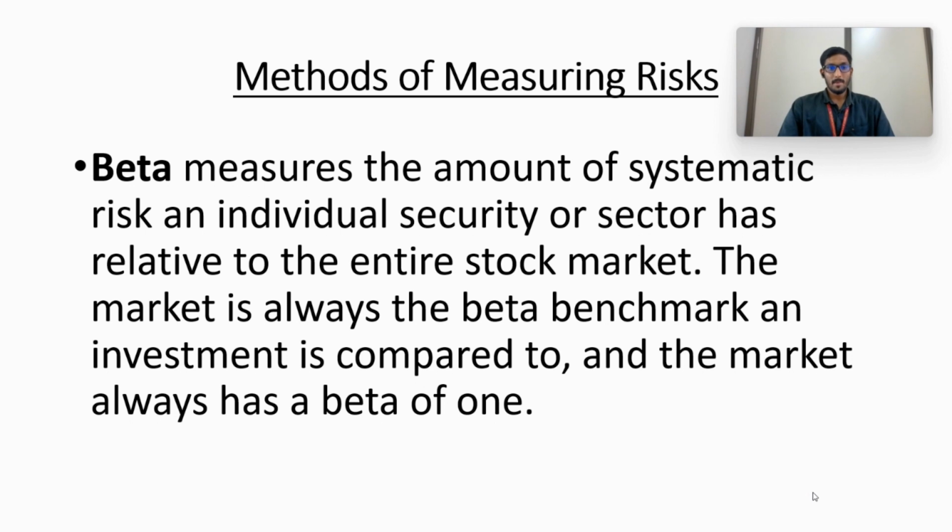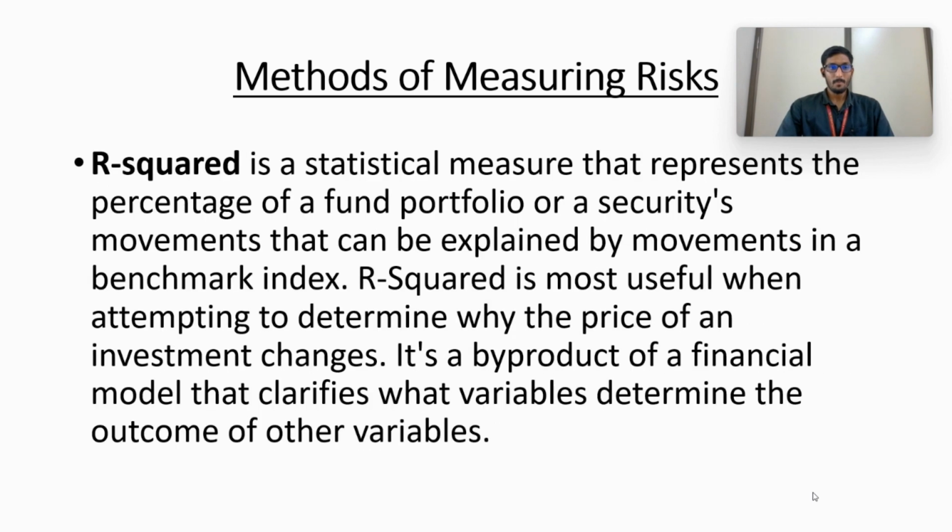Beta measures the amount of systematic risk of an individual security or sector as related to the entire stock market. Beta is equal to weightage 1 into return 1 plus weightage 2 into return 2 plus weightage 3 into return 3, and so on and so forth. That is, the summation from i equals 1 to n of weightage i into return i.